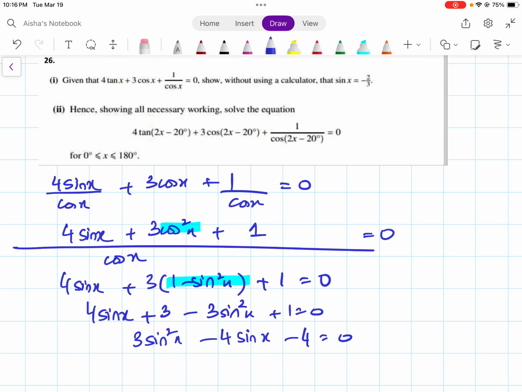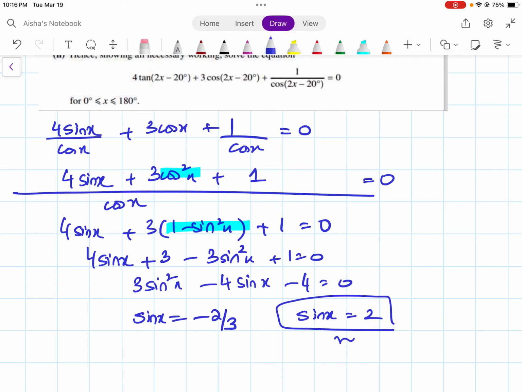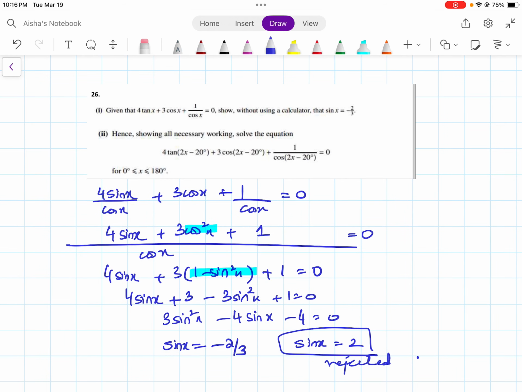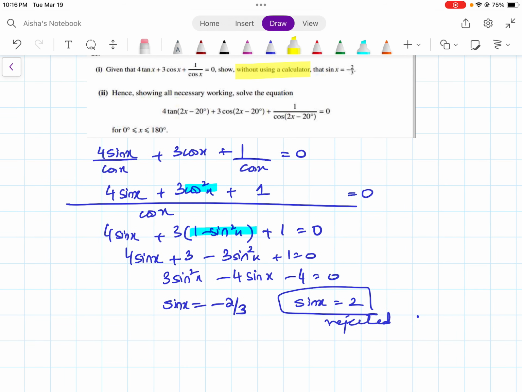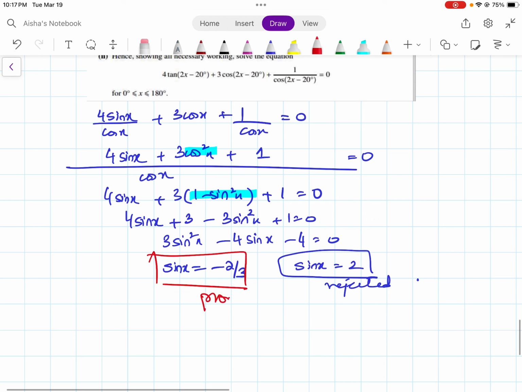Now again solving it with the help of middle term breakup, it will give me 3 sine x minus 2 into sine x minus 2 equals 0. So sine x is equal to 2 upon 3, and sine x is equal to 2. Obviously this will be rejected because sine can be at maximum 1, minimum minus 1. They have asked you to do it without using a calculator, that means show middle term breakup. Okay, now, so this has been proven.